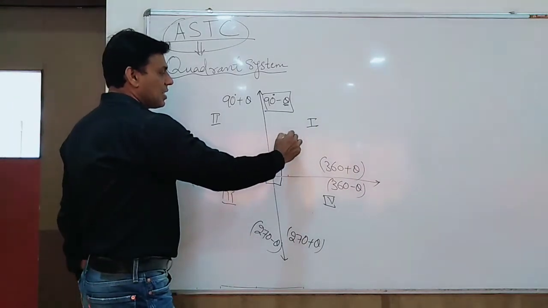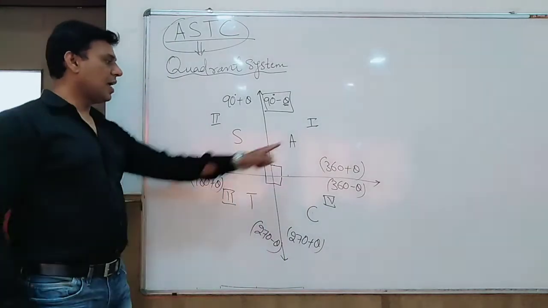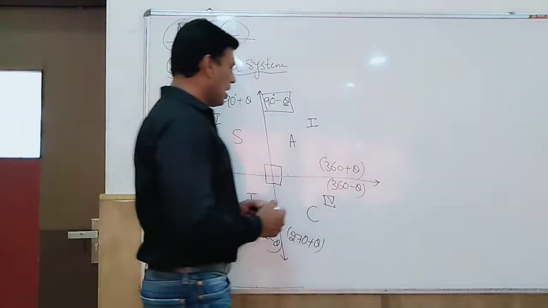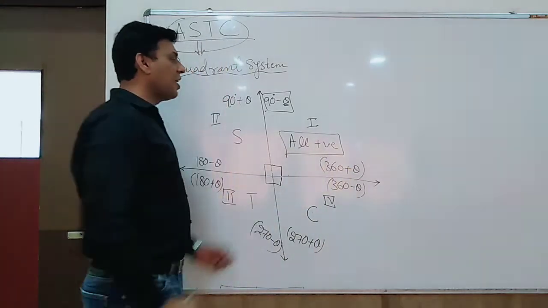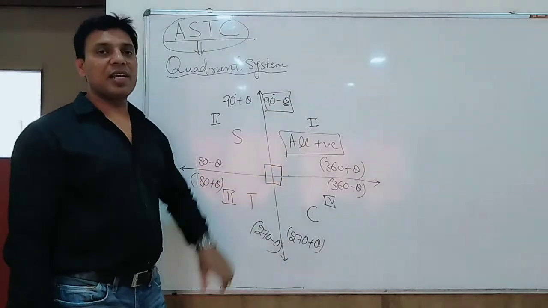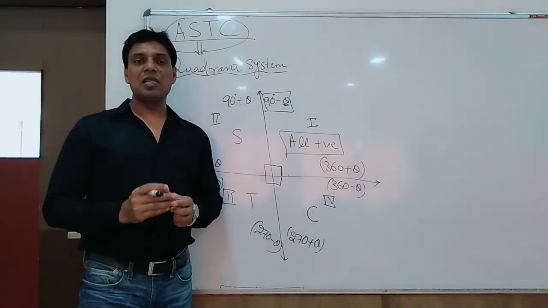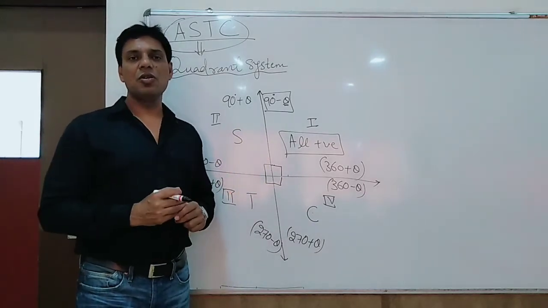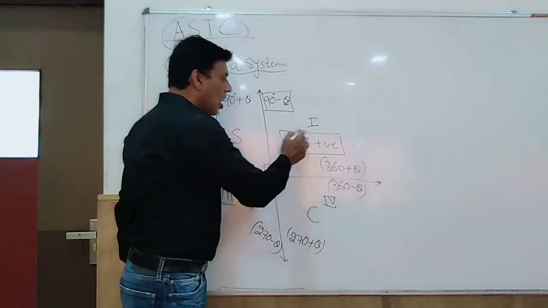So if I am writing it like this, A, S, T and C in this way, ASTC. So what do you mean by ASTC? A, I will write, is all positive. It means all trigonometric ratios, that is sine, cos, tan, cot, sec and cosec, all 6 trigonometric ratios will be positive in the first quadrant. And you remember in the trigonometric table, 0 to 90 degrees, all trigonometric ratios were positive. There was no trigonometric ratio giving a negative value for an acute angle. So A is for all positive.